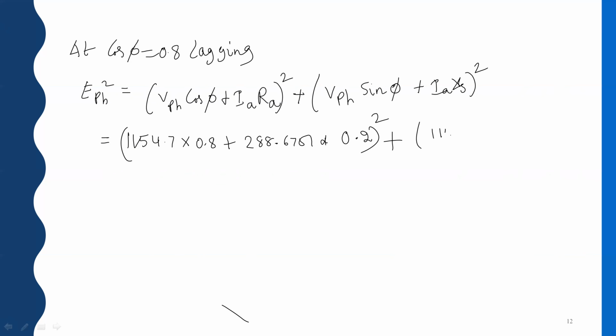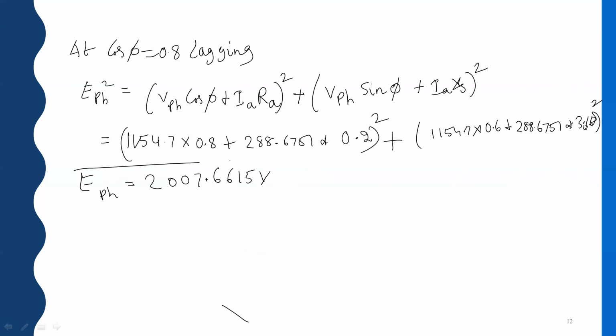Same thing, 1154.7 into 0.6 sin phi plus 288.6751 into your XS, see the calculations of XS in the previous slide, 3.667 whole square. Calculate this value, student. You will be getting your EPH as 2007.6615 volts, which is very, very important.